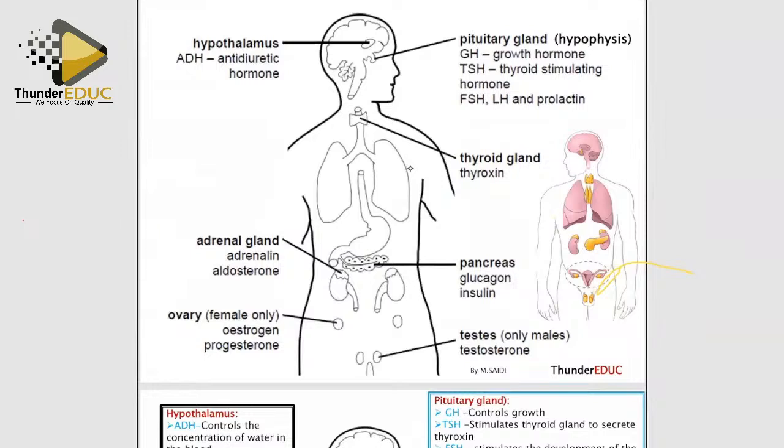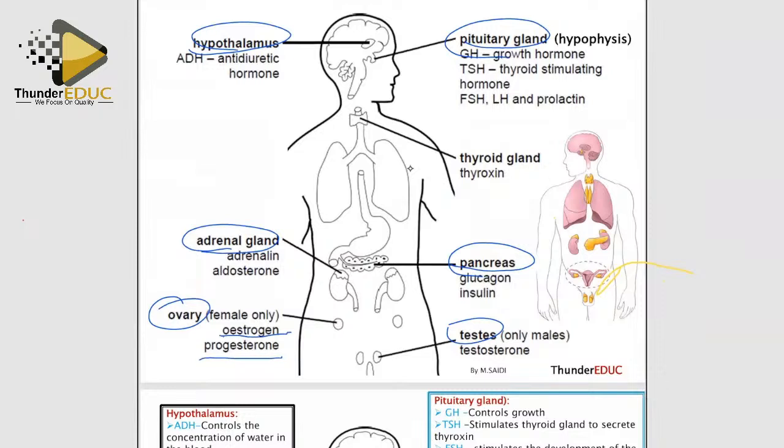I'll just explain. But have you ever heard about the hypothalamus? Have you ever heard about the pituitary gland? The adrenal gland? Have you ever heard about the pancreas? The ovary? The testis? Have you ever heard about estrogen and progesterone?